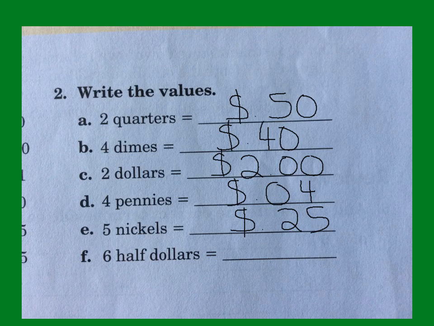F, 6 half dollars. Okay, a half dollar is 50 cents. If you had 2 of them, you have $1. If you had 4 of them, you have $2. And if you have 6, you had $3. And so we write it out like this, $3.